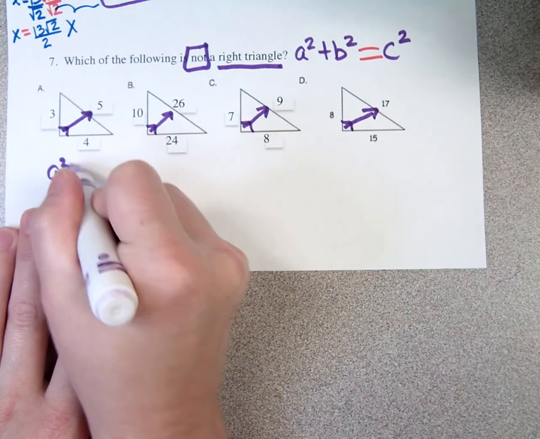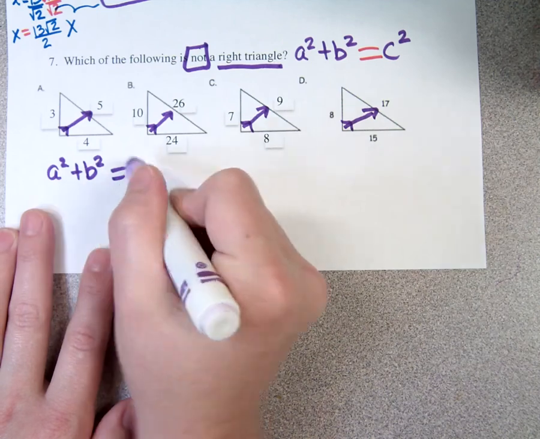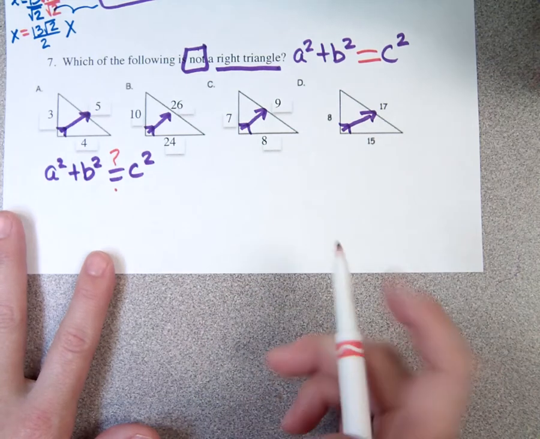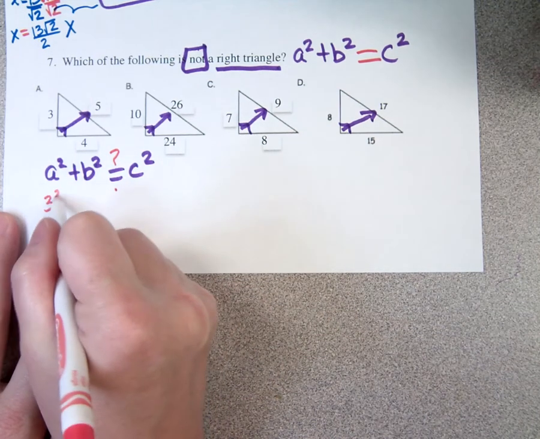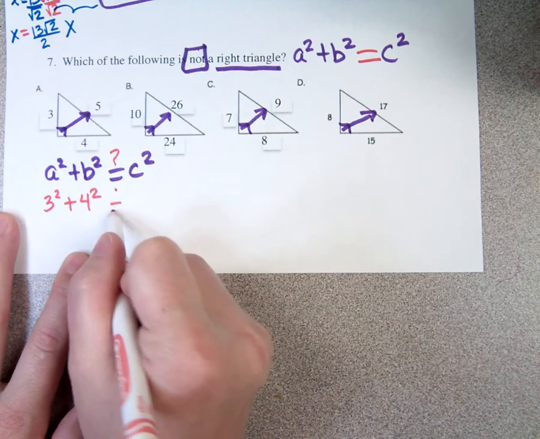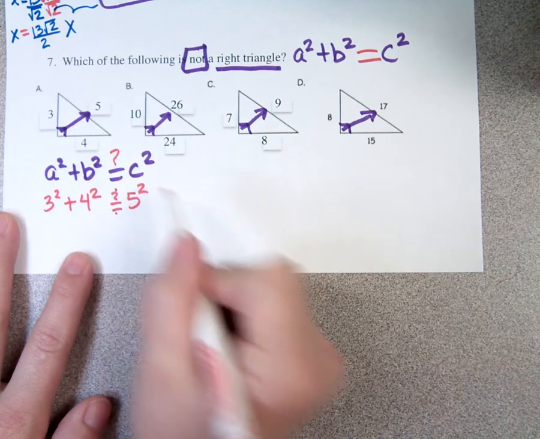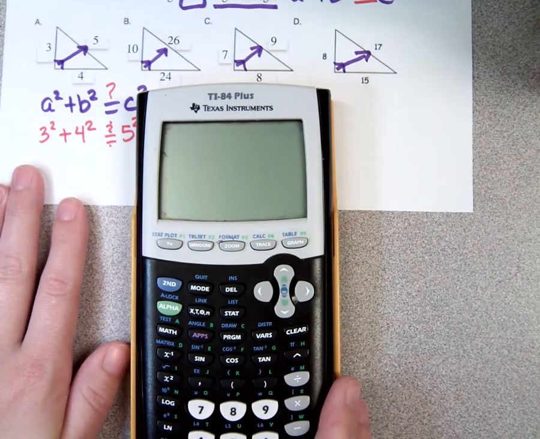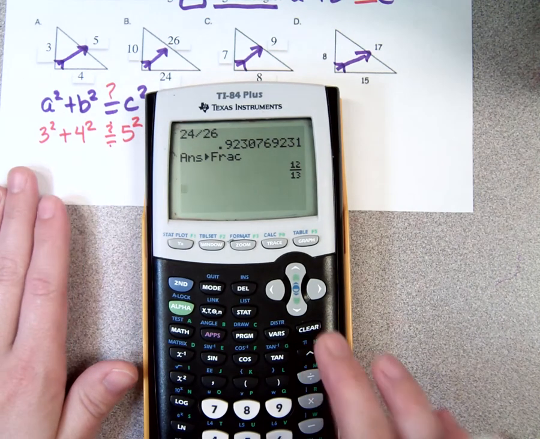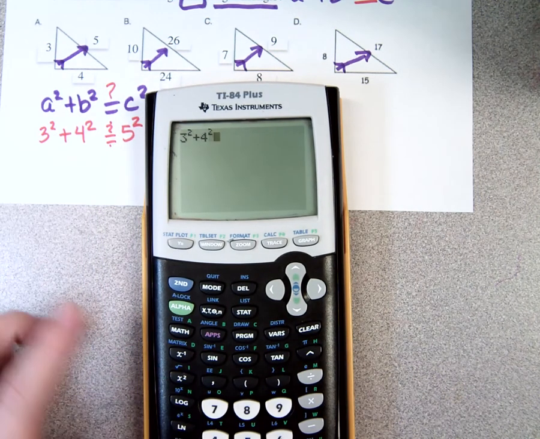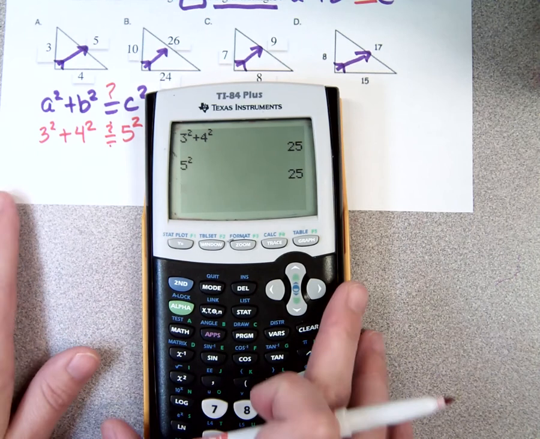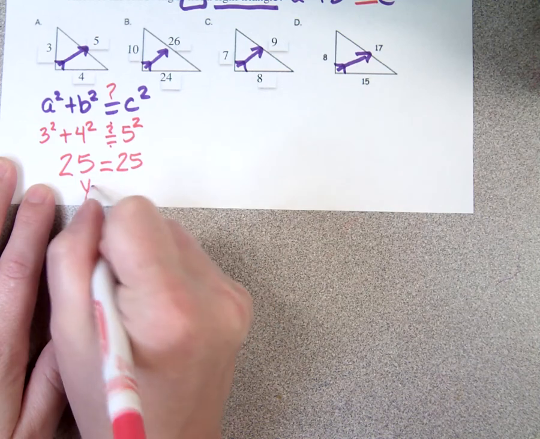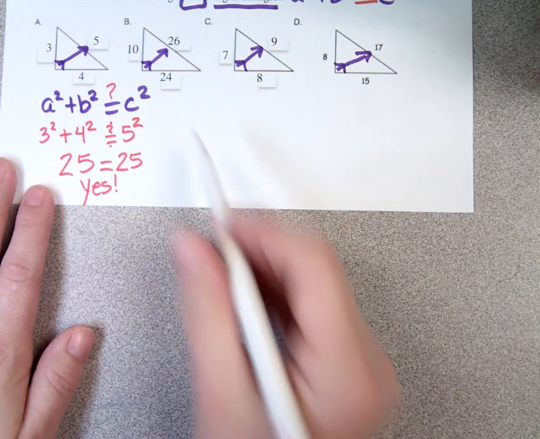So I want to see if a squared plus b squared equals c squared. And I don't know, so I'm going to put a question mark around it. Okay, so I'm going to test. Does 3 squared plus 4 squared equal c squared, which is the 5 squared? Well, let's see. And I'm going to use my calculator. So 3 squared plus 4 squared is 25, and 5 squared is 25. So yes, 25 equals 25. So yes, this one is a right triangle.